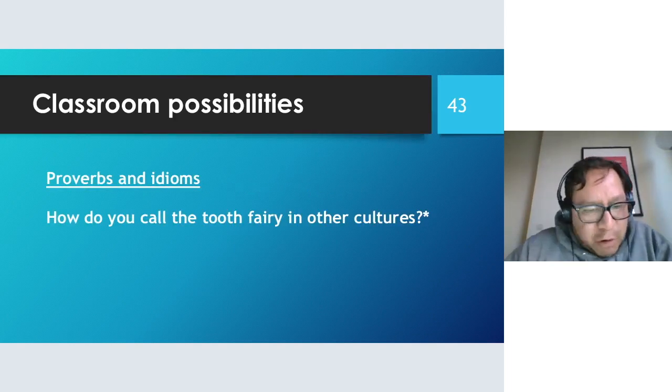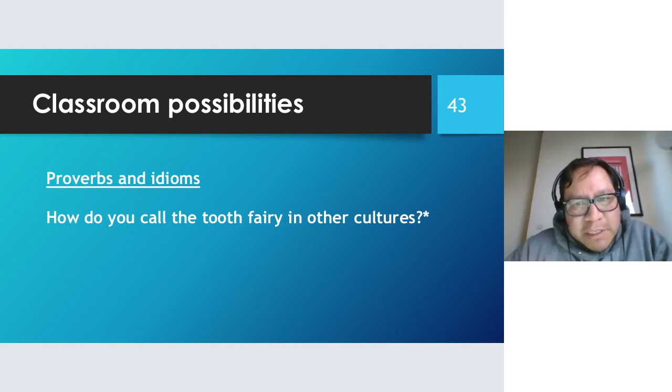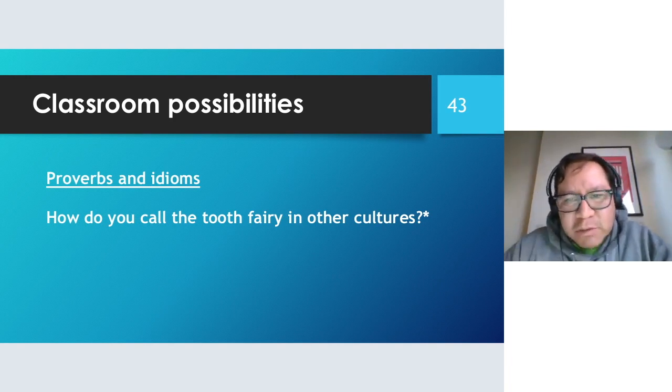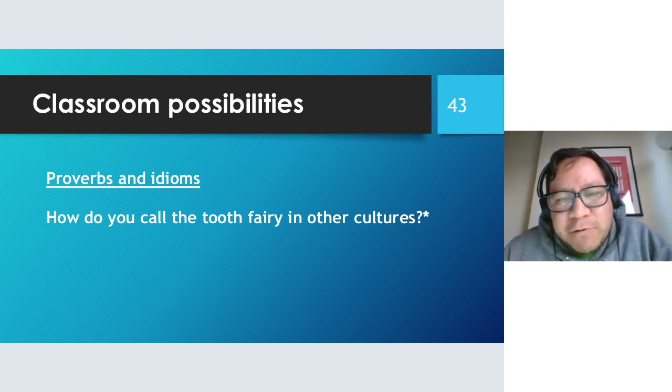Classroom possibilities, proverbs. So if you want to talk about proverbs, one good example is this one. What do you call the tooth fairy in other countries? So I want to give you an extra minute or so. How would you call a tooth fairy in different cultures? I was talking to Ravia the other day, and she was telling me that in her culture, there was no such thing as a tooth fairy, right? So I wonder, is there anything in your countries? And if so, what do you call it?